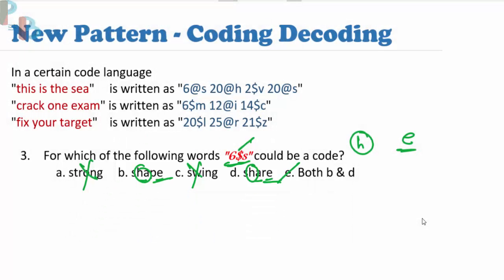Now this is an important question. This type of question has not been asked in any examinations yet. Let me know if you have faced any in any examination until now. But it could be a model of question you may face in future examinations, in which you can see a new pattern of coding decoding. This question might be asked, so be prepared for that. Now let's proceed to the next question.